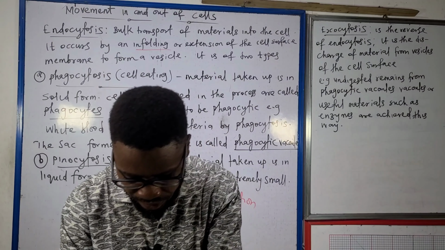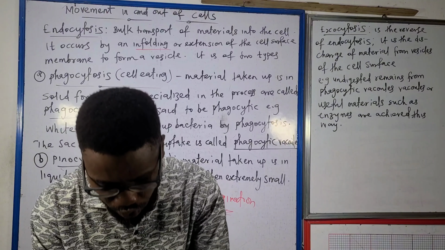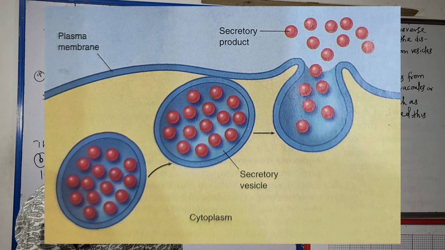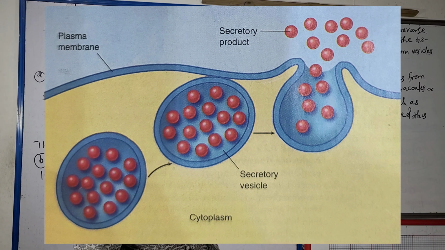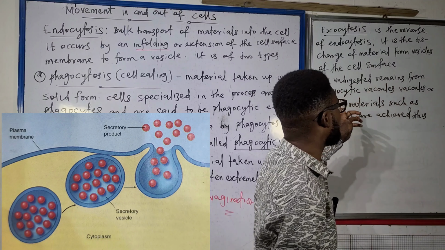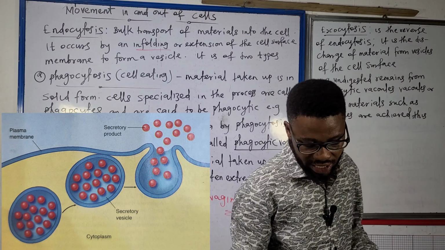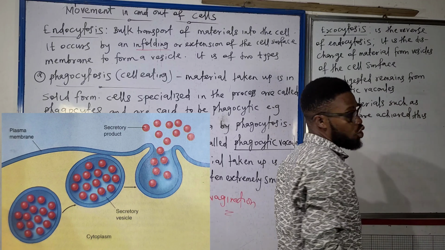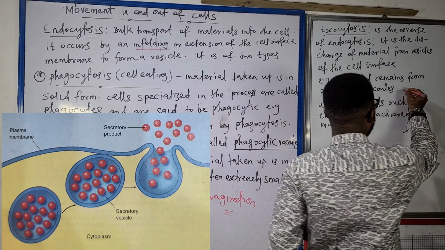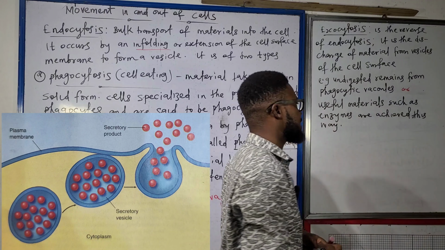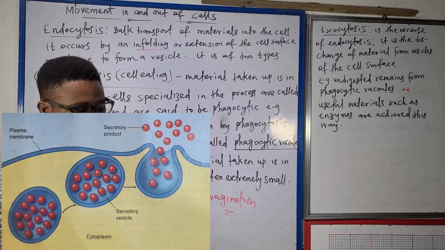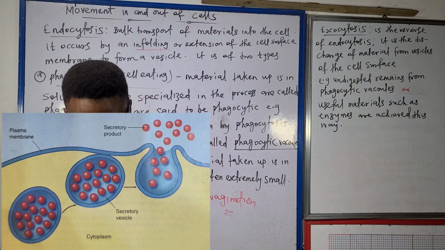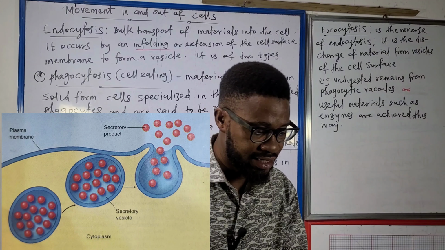Look at what you have here. You can see those are secretory products. The vesicle just attaches to the cell membrane and finds a way to release its materials to the outside of the cell. Take for example, undigested remains from phagocytic vacuoles, or useful materials such as enzymes, are released to the outside of the cells in this way. You can see it in that diagram.